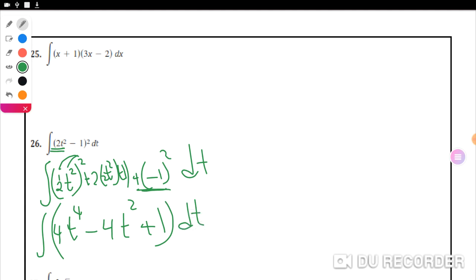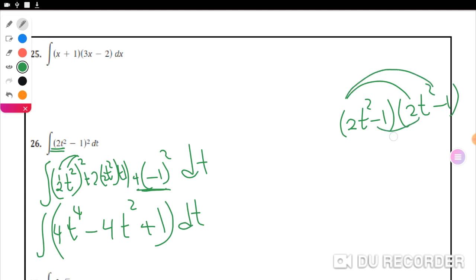If you don't understand this rule, you can do what? Here, write (2t to power 2 minus 1) times (2t to power 2 minus 1). If you don't remember the rule, you can multiply, then add the like terms. It will be the same result. If you don't understand this rule, you can use this one. It is easier for you.